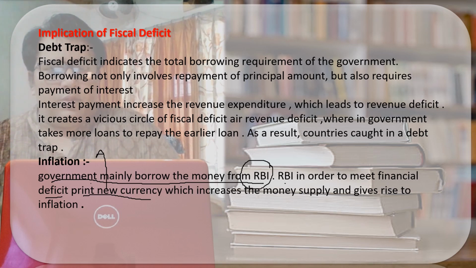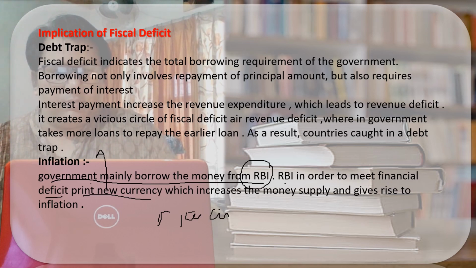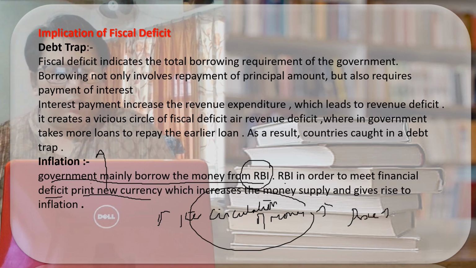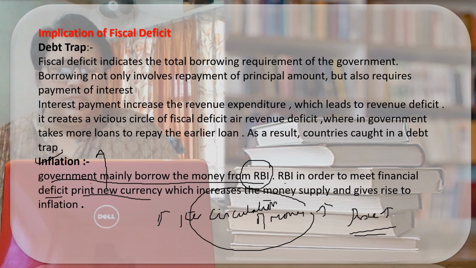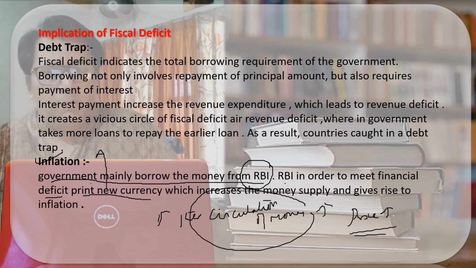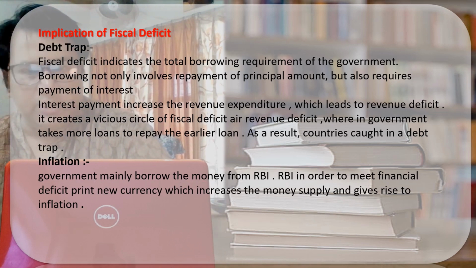And printing of the new currency will increase what? It increases the circulation of money. And when the circulation of money increases, the price or the inflation will also increase. So the fiscal deficit also results in inflation. How? Because just to meet out the financial requirement of the government the RBI has to print the new currency, and with the printing of the new currency, the circulation increases, and with the circulation, the inflation pops up. I hope the point is clear.